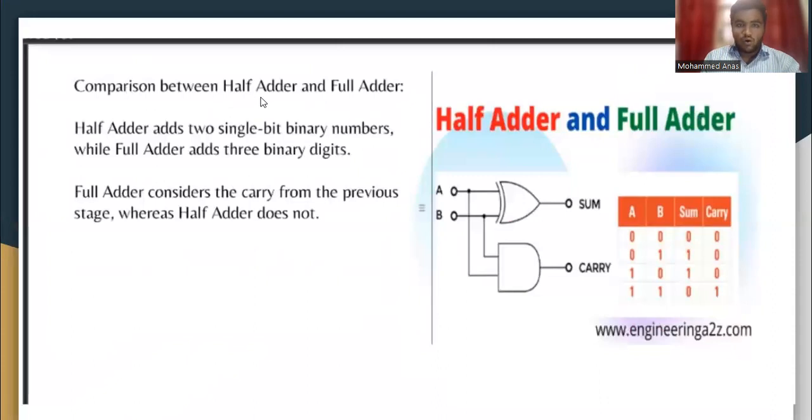The comparison between half adder and full adder. Half adder adds two single-bit binary numbers, while full adder adds three-bit binary digits. Full adder considers the carry from the previous stage, whereas half adder does not. This is a comparison between the half adder and full adder.